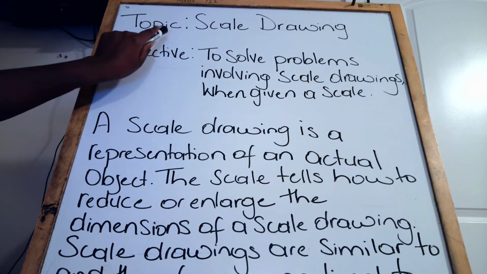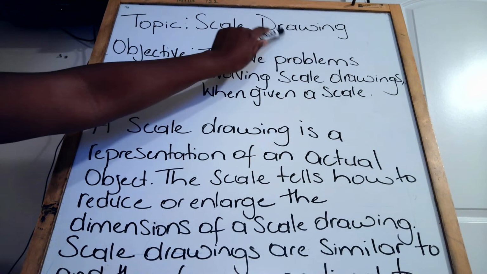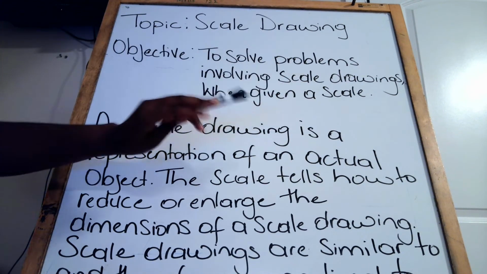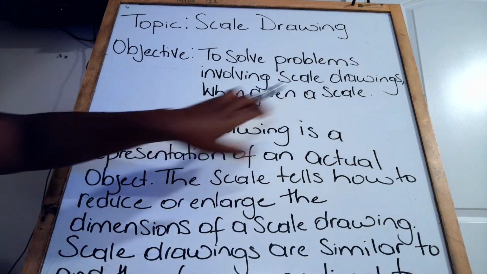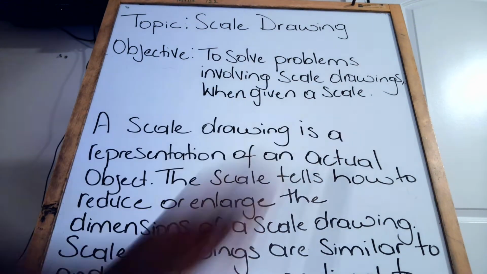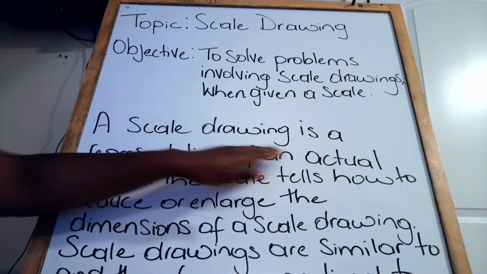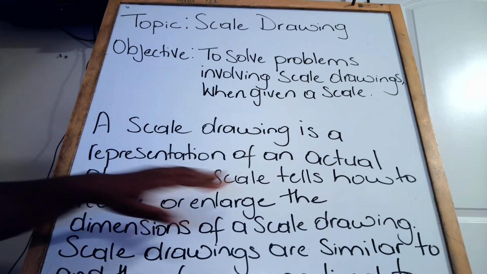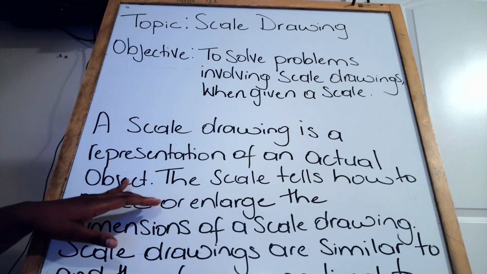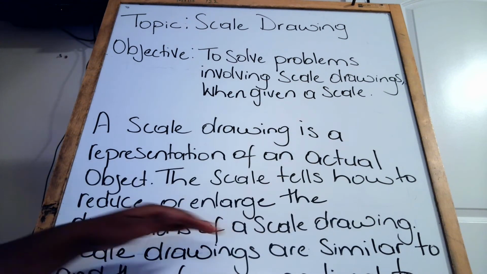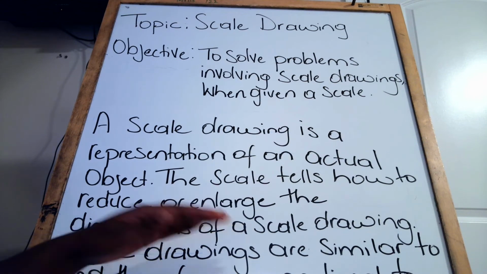Alright, the topic: scale drawing. Objective: to solve problems involving scale drawings when given a scale. What is a scale drawing? A scale drawing is a representation of an actual object. The scale tells how to reduce or enlarge the dimensions of a scale drawing.